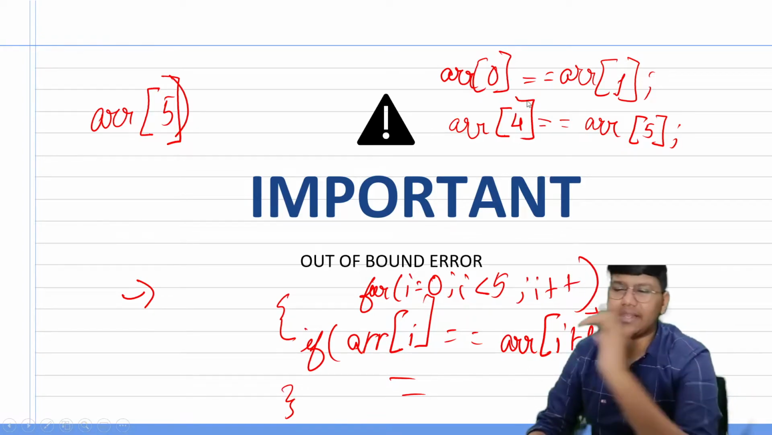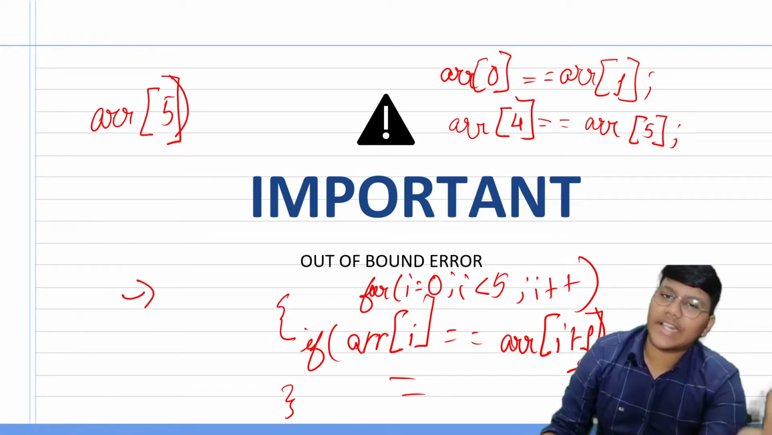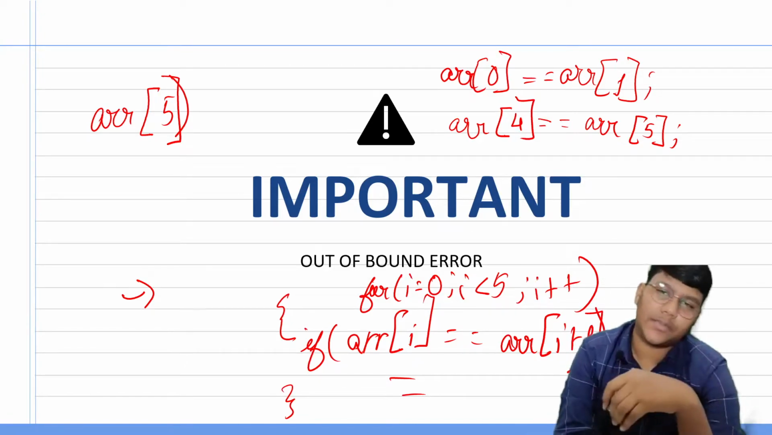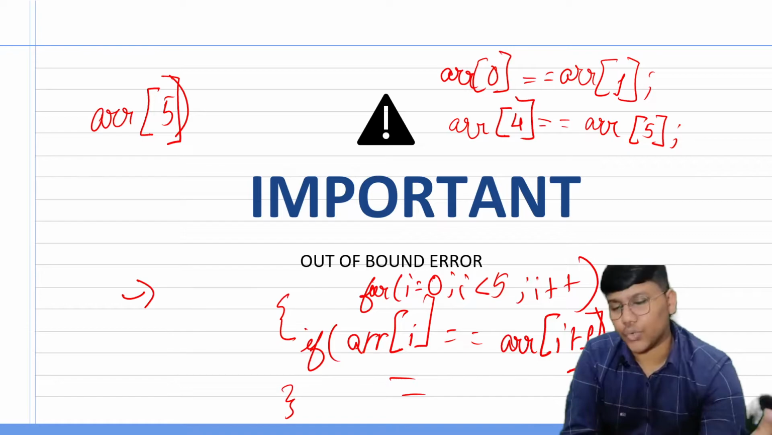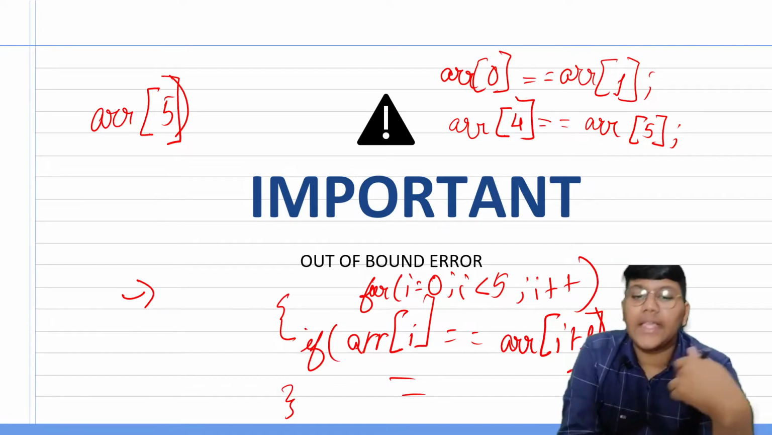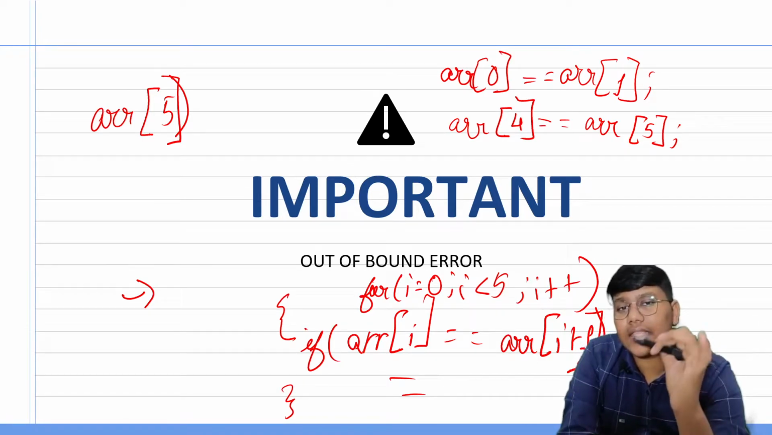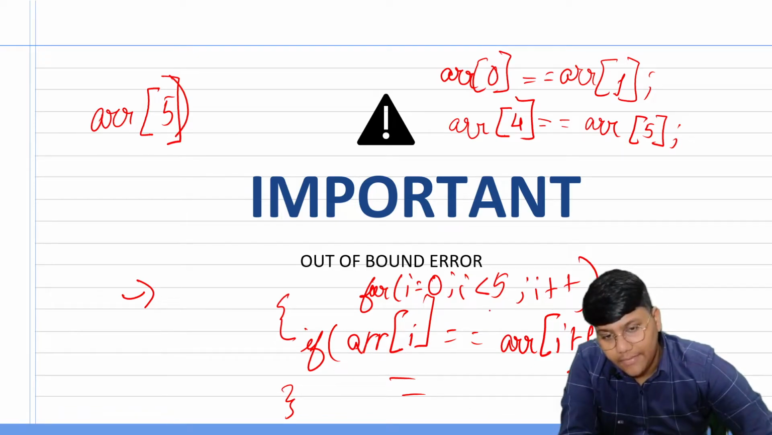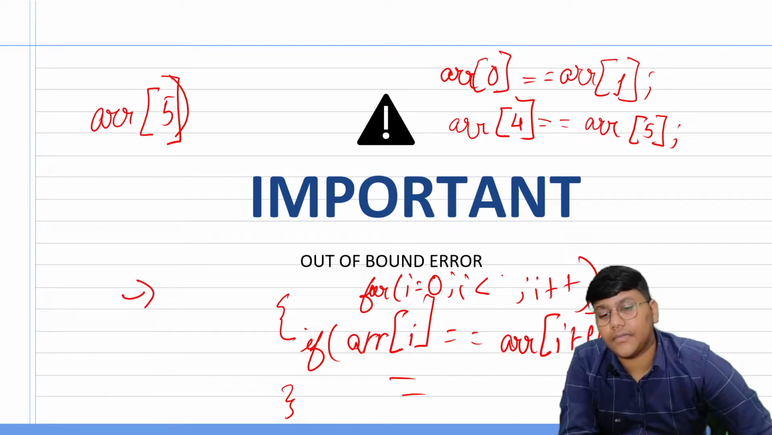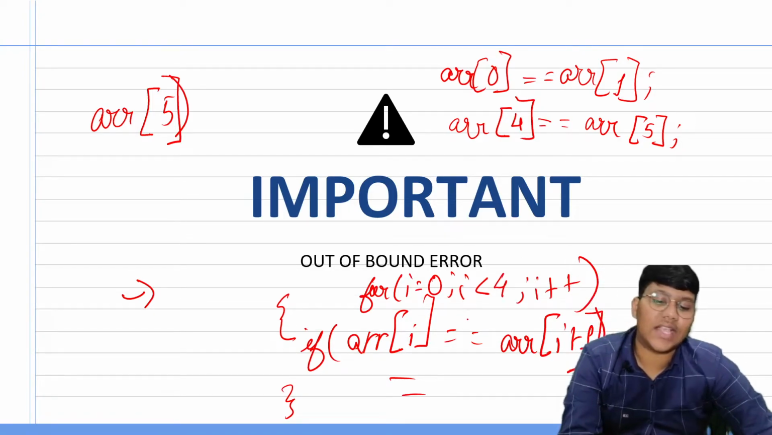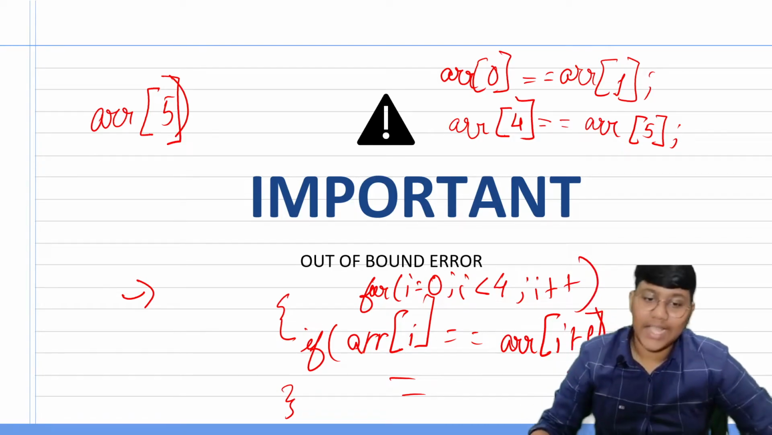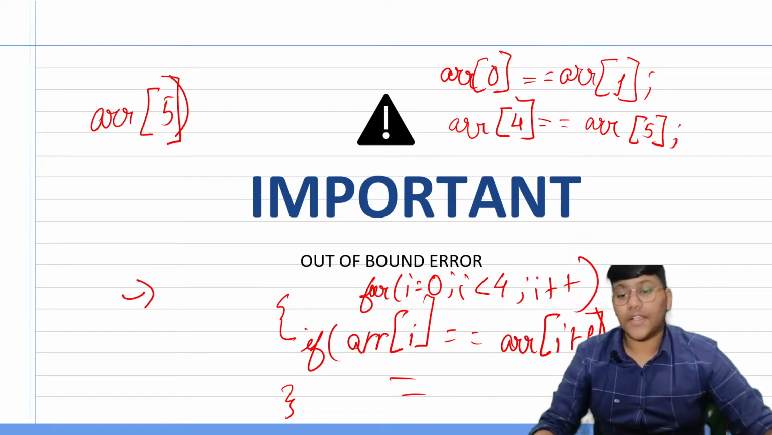This is a silly mistake that many students commit in the written exam. In the practical exam, you will encounter this problem. If you write this, BlueJ will show that error. So out of bound error is a thing that you have to check. So instead of writing I smaller than 5, we write I smaller than 4, because I equal to 4 is the last index, so it will check, and the out of bound error is fixed.